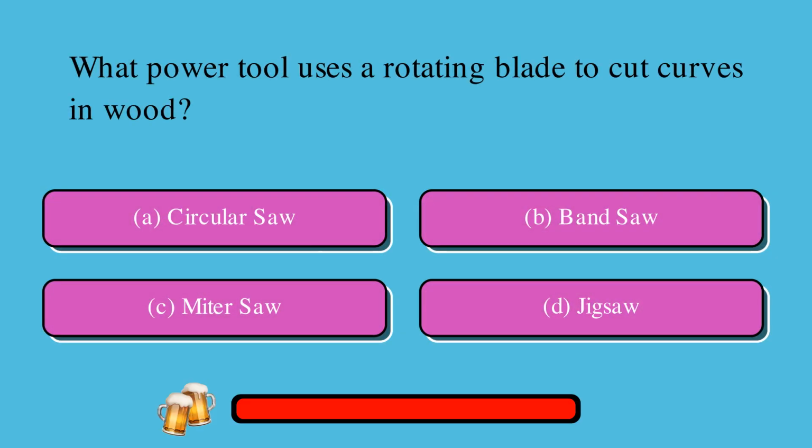Which power tool uses a rotating blade to cut curves in wood? Is it A. Circular saw, or B. Band saw, or C. Miter saw, or D. Jigsaw? The correct answer is D. Jigsaw.